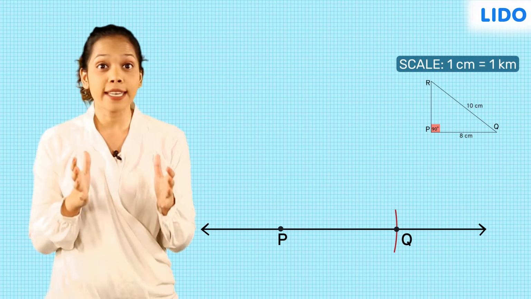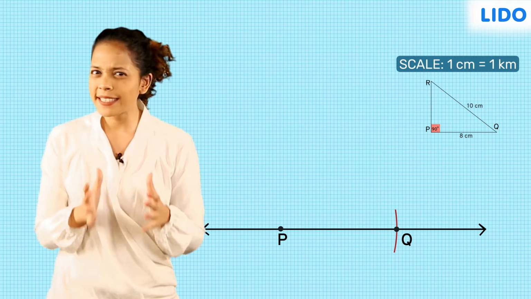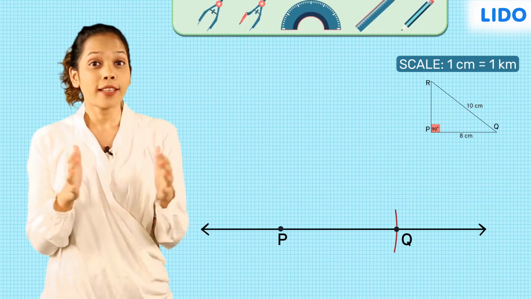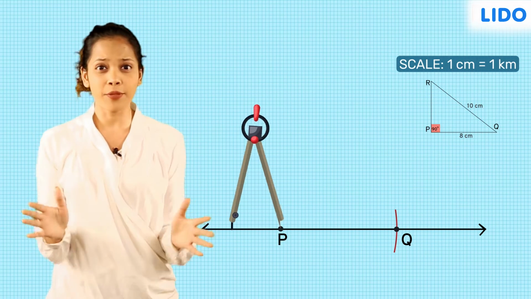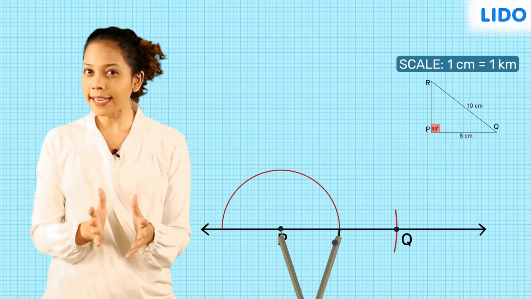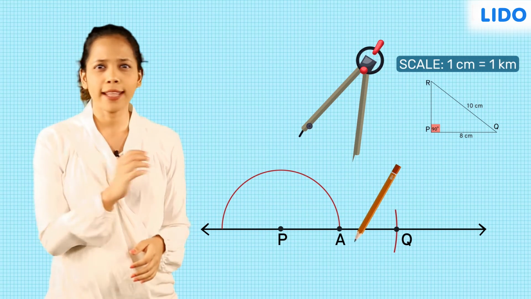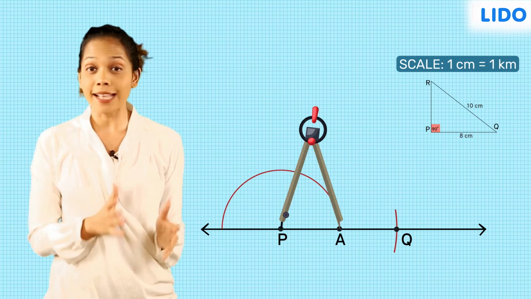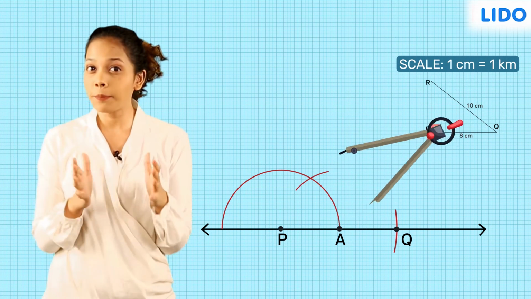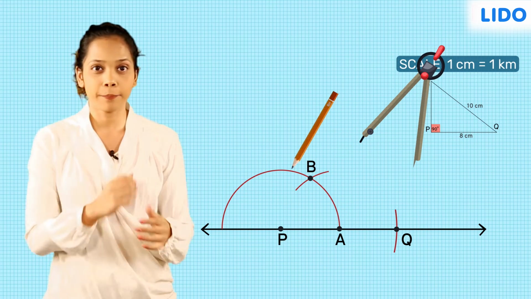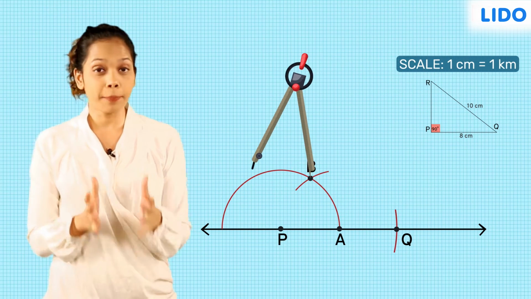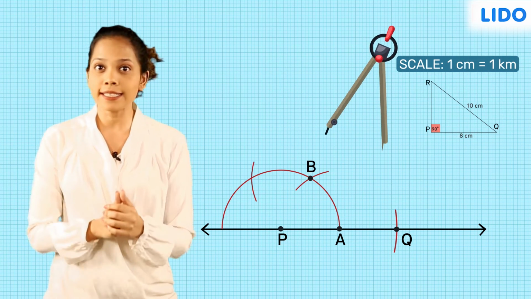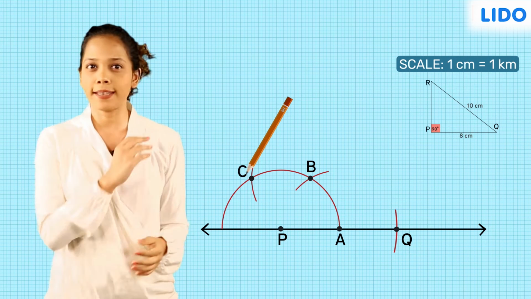Next, we construct a 90-degree angle at P such that PQ forms one arm of the angle. Let's see how. With the compass pointer on P and using any radius, we draw a big arc intersecting QP at a point we'll call A. Then, with the compass pointer on A and the same radius as before, we draw an arc intersecting the previous arc at a point we'll call B. Further, with the compass pointer on B and the same radius as before, we draw another arc intersecting the big arc at a point we'll call C.